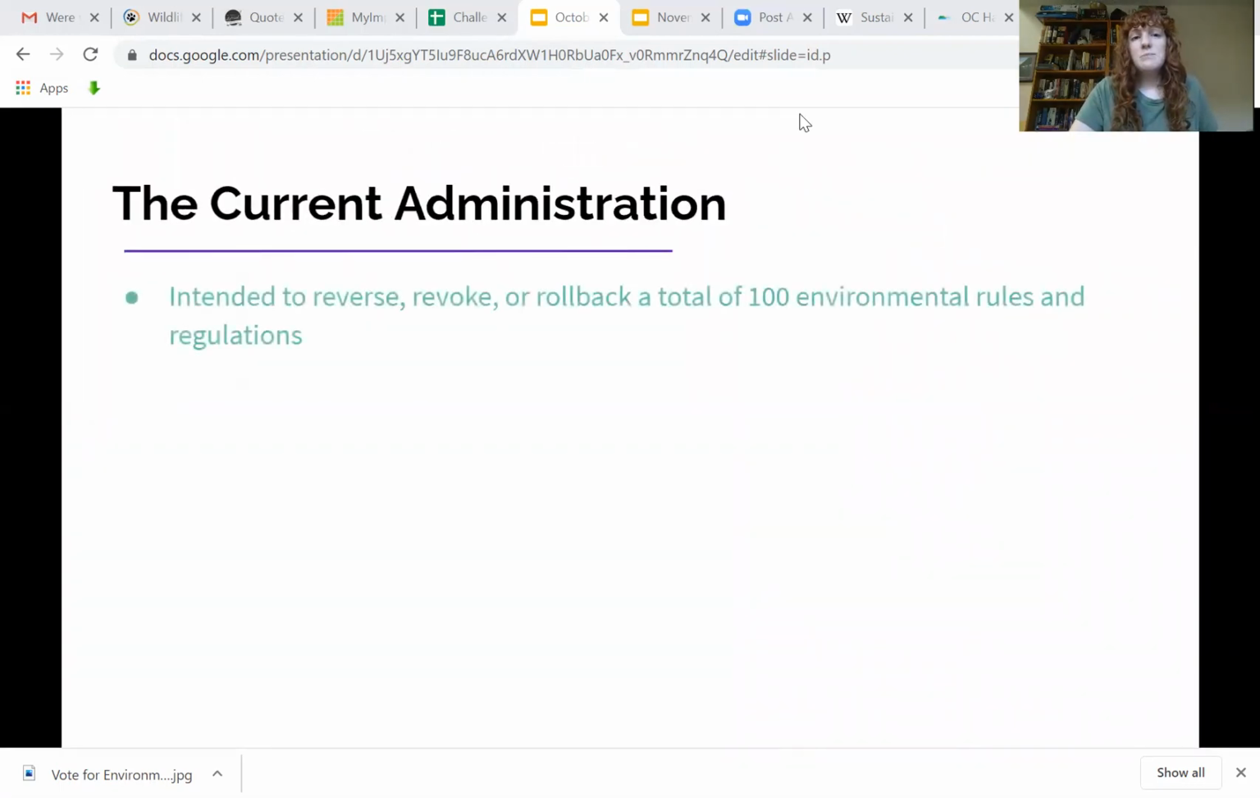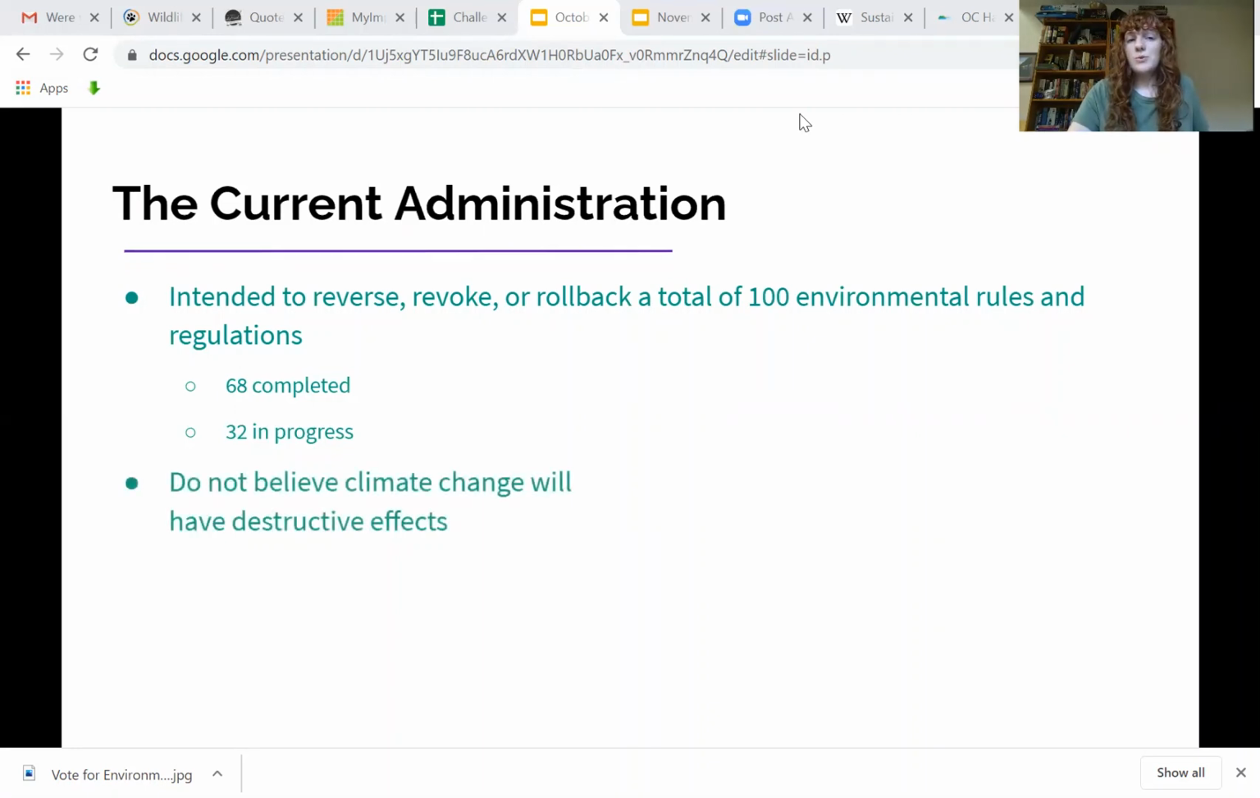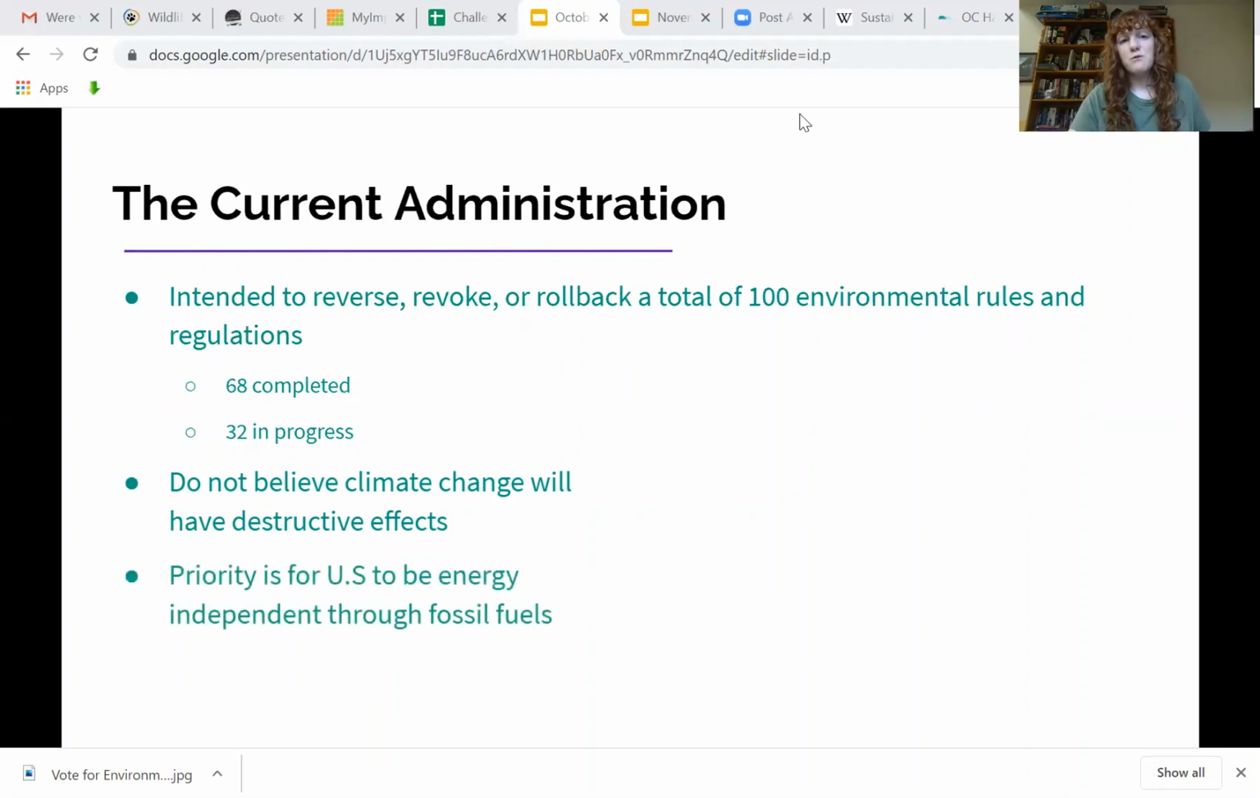So the current administration intended to reverse, revoke, or roll back a total of 100 environmental rules and regulations. So far, they have completed 68 of those rollbacks, with 32 in progress. The reason why they are doing this is because they do not believe climate change will have the destructive effects that scientists are claiming it will, and their priorities instead are for the US to be energy independent through fossil fuels.